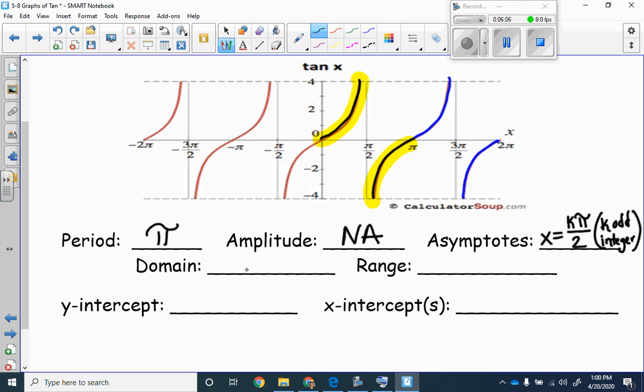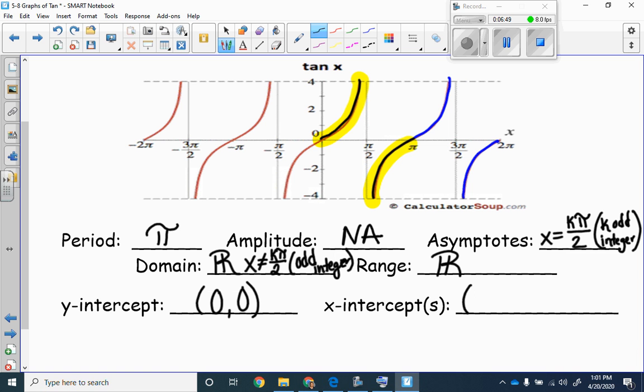Our domain is going to include all real numbers with the exception of where our asymptotes are. So x cannot equal those odd multiples of k pi over 2. And our range is actually going to be all real numbers now, because we do not have a maximum and we do not have a minimum. As far as a y-intercept goes, our origin is going to be our y-intercept, and x-intercepts are going to be all the multiples of pi.